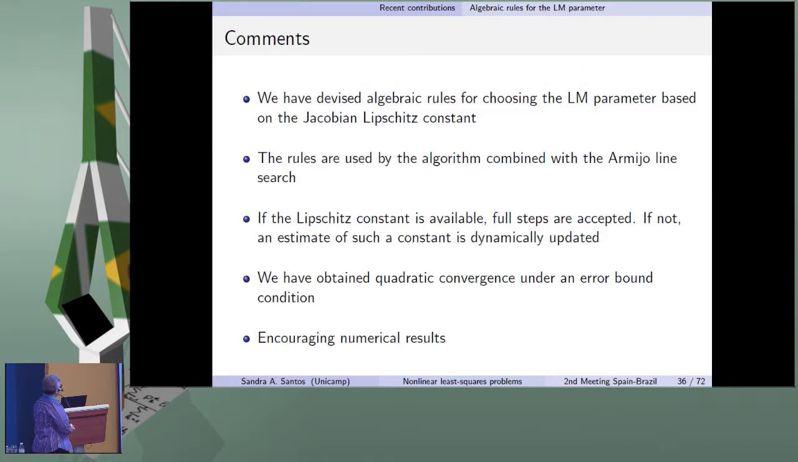So just summarizing, our algebraic rules were devised with the idea of having a descent direction and accepting it with step length 1. They were developed using the Lipschitz constant for the Jacobian, but in case this Lipschitz constant is not available, then we can update it dynamically, and that was the main idea. Under an error-bound condition, we obtained quadratic convergence, and our numerical results were encouraging.